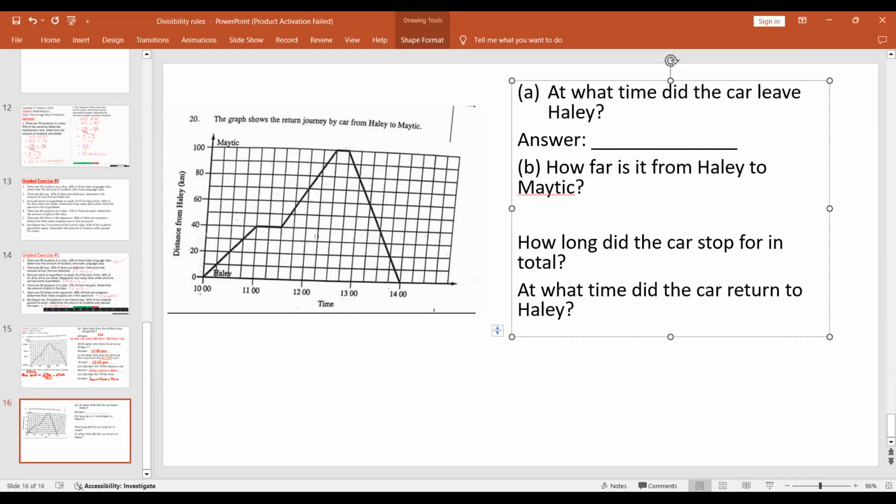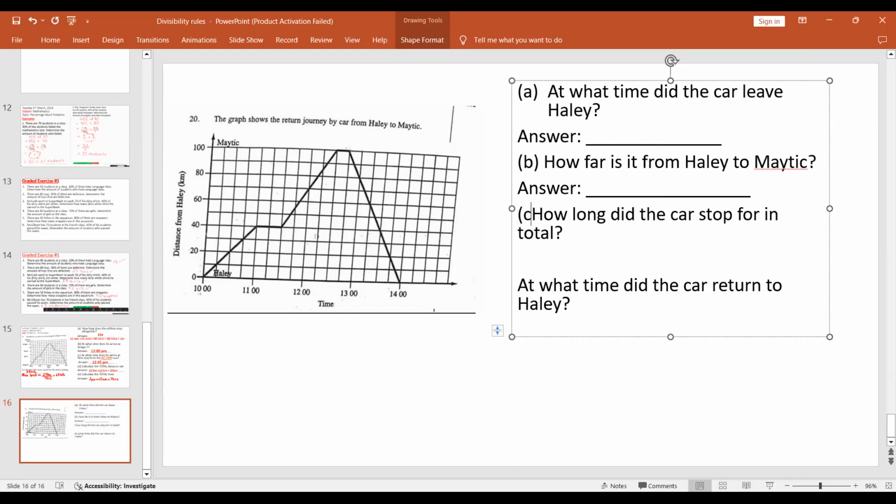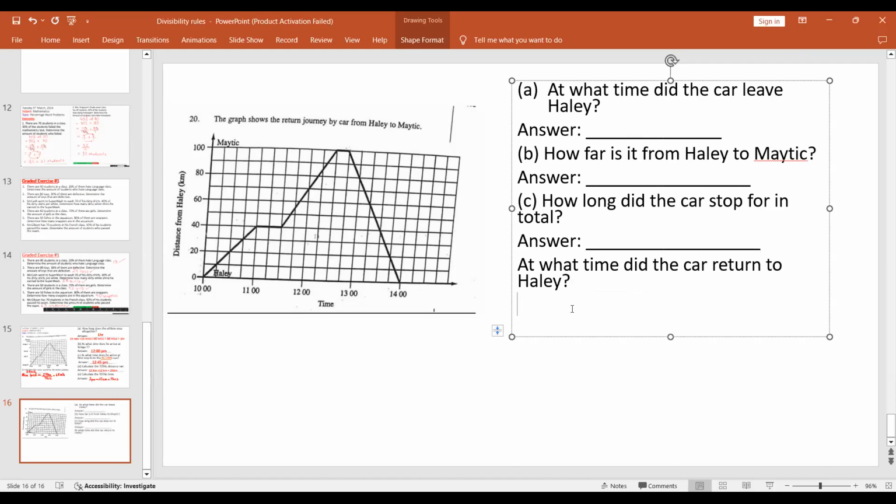And Akiro, where's Akiro? Akiro, are you there? Yes, sir. Are you on the graded exercise or are you still writing down the notes? I finished the notes. I'm doing the graded exercise. Remember, do not draw the graph, only write down the questions and answer them. Yes, sir.